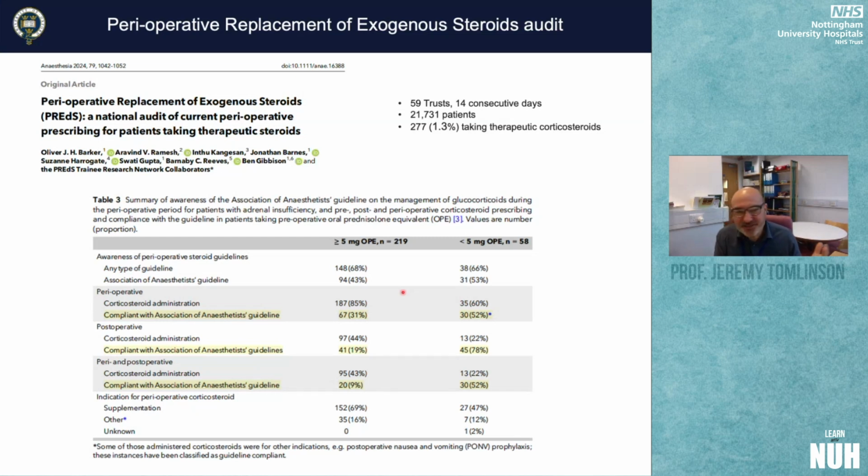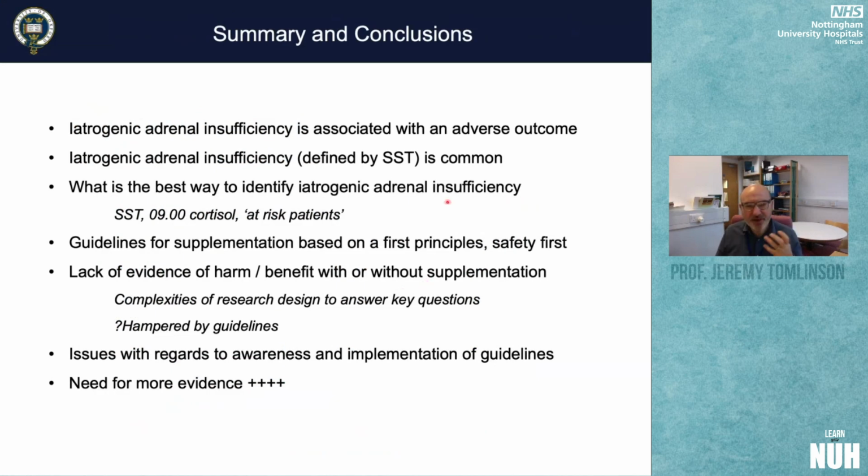So I'm just going to begin to wrap up there. That was setting the scene. I don't have the answers because we really do lack a lot of evidence here. But I think we just need to be aware of the situations. We know that adrenal insufficiency caused by exogenous steroids is associated with adverse outcome. That I think is very clear. It's also very common, and we've already mentioned that the SST is not a perfect test, but even if you define it by the SST, then we can pick up a lot of adrenal insufficiency.